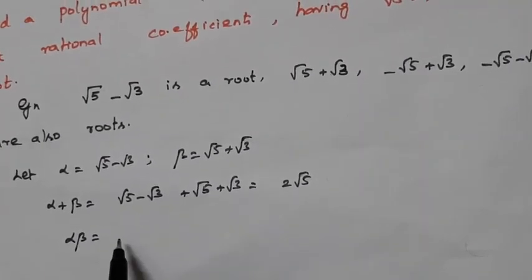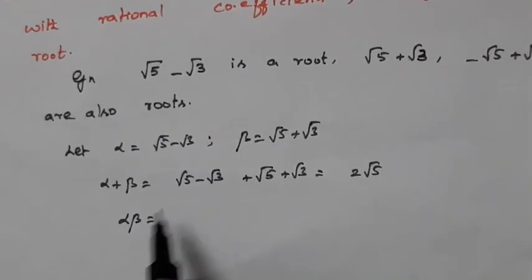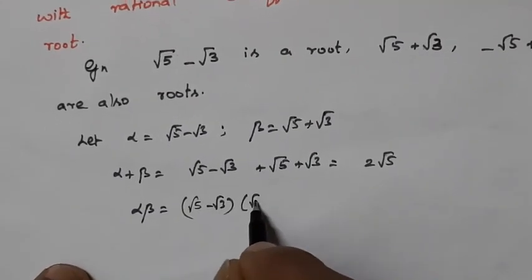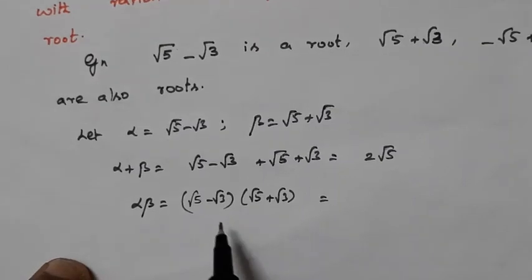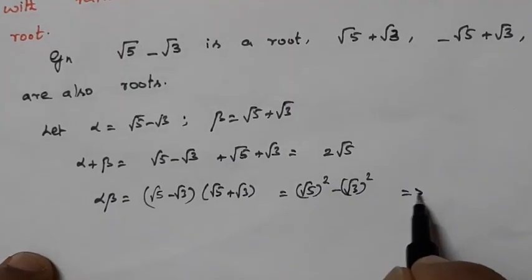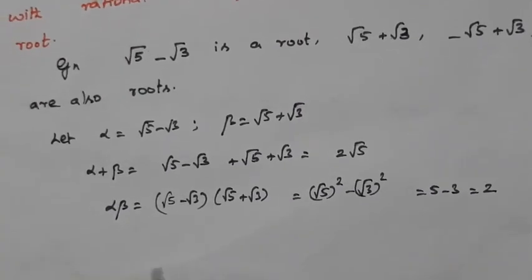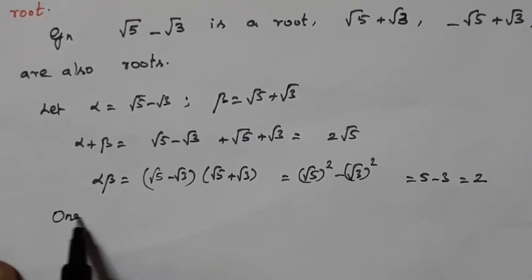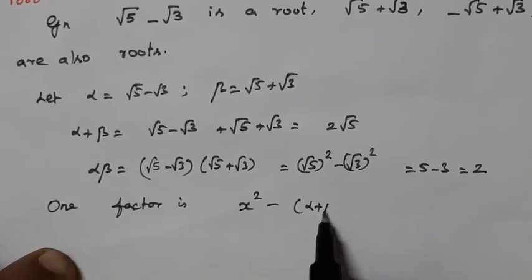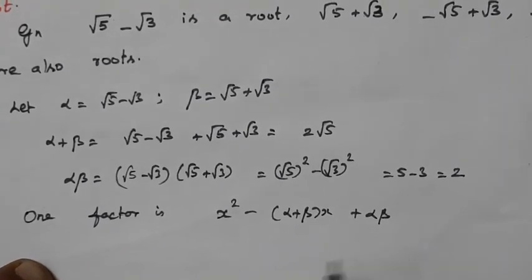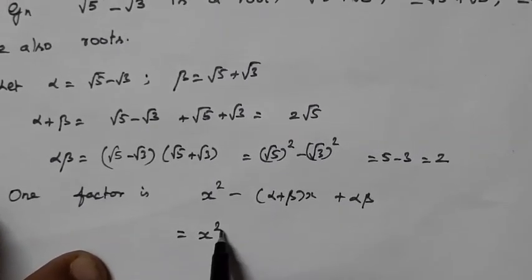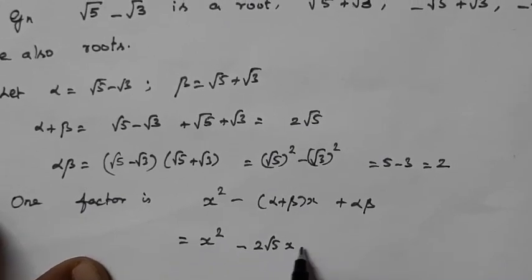And the product of the roots, alpha beta, is equal to root 5 minus root 3 into root 5 plus root 3. So it is of the form a plus b into a minus b, that is a squared minus b squared, which is equal to 2. Okay. So what is the factor? One factor is x squared minus alpha plus beta into x plus alpha beta. Just like the formation of an equation, we can find the factor in this way. So that is equal to x squared minus 2 root 5 into x plus 2.